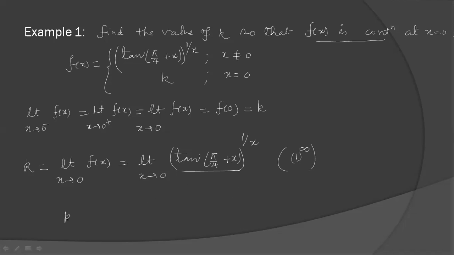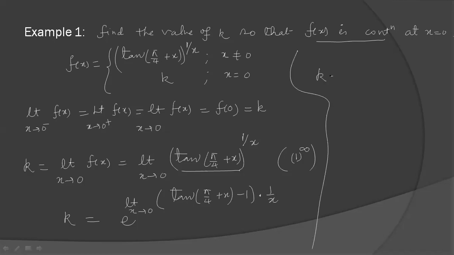And for 1 to the power infinity, I told you this limit is equal to e to the power limit x tending to 0 of (f(x) minus 1) into g(x). If you see lecture 15, you can see how to tackle the 1 to the power infinity form. So k will be equal to e to the power limit x tending to 0 of (tan(pi/4 + x) minus 1) upon x. Now if you put x equal to 0, it will be tan pi by 4, it means 1 minus 1 upon 0. So it is a 0 by 0 case.